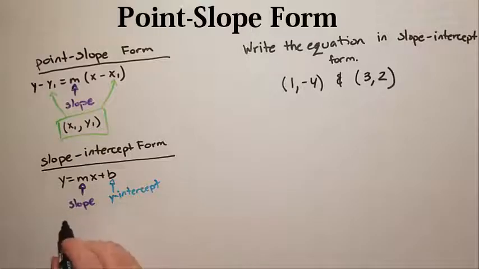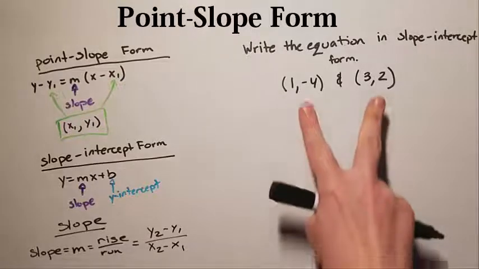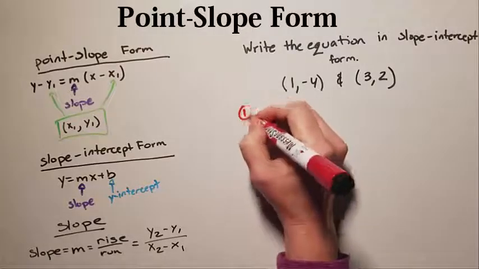So a quick review, what is slope? Our formula for slope, so I know slope is m, which is rise over run. The rise axis is the y-axis, so you're subtracting the y's. The x-axis is the running axis, so we're subtracting our x's. So we have to have a slope. So the very first thing I'm going to do is I need to find slope.